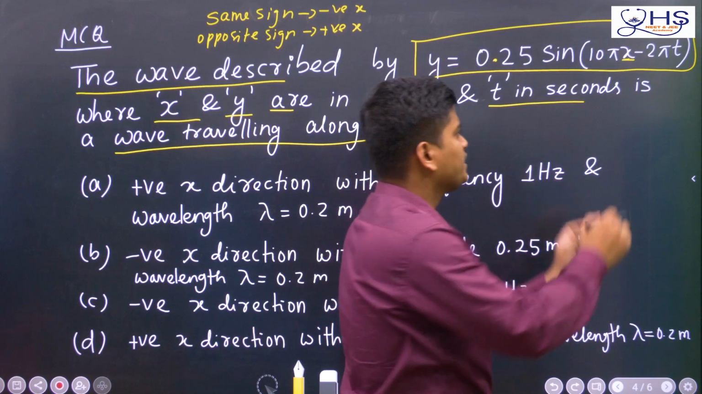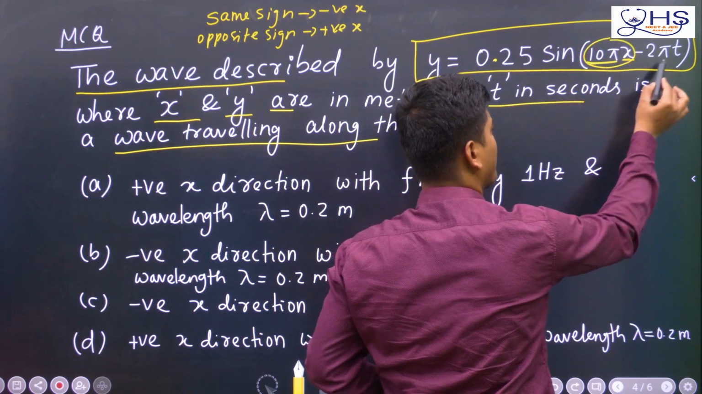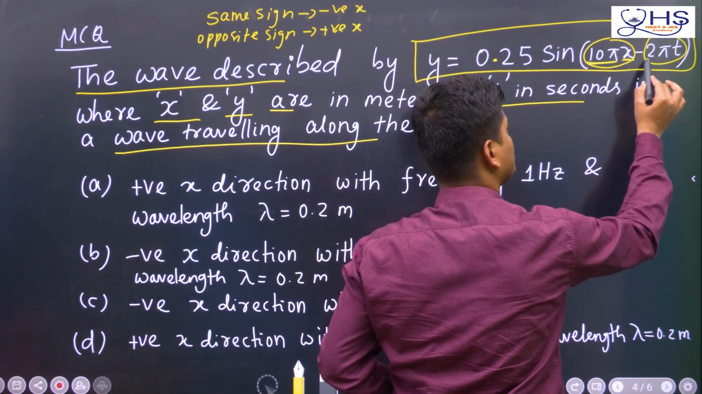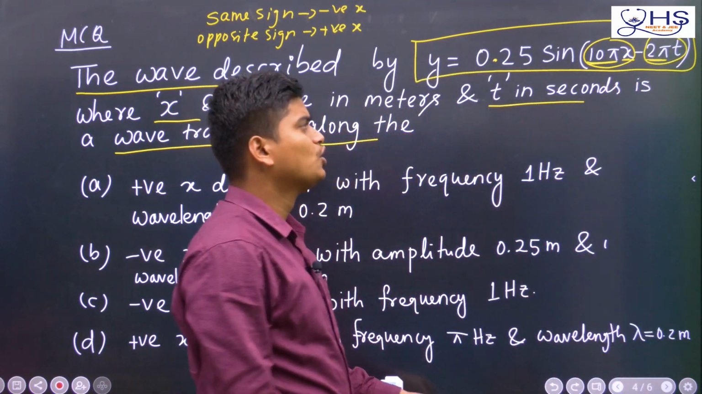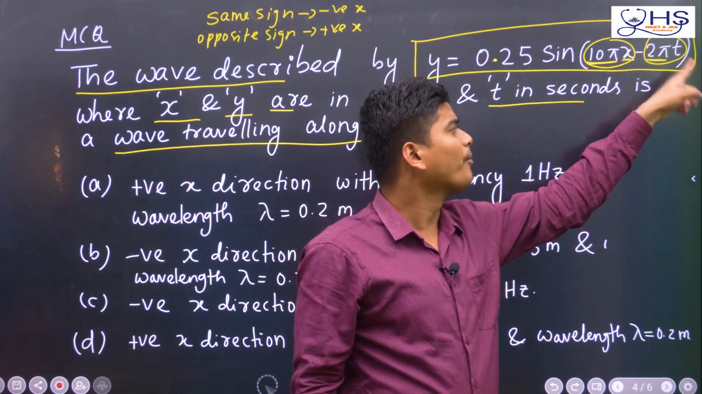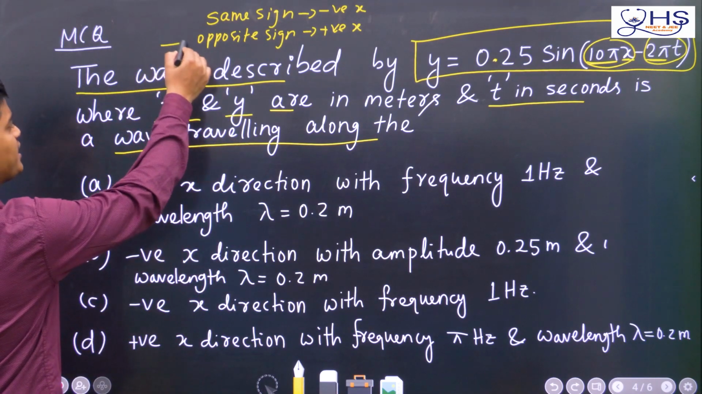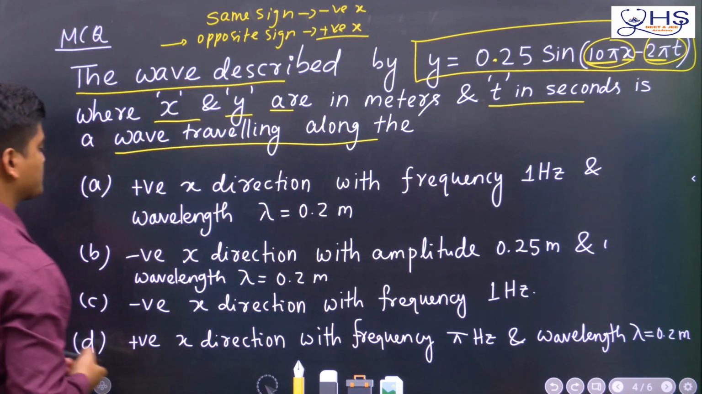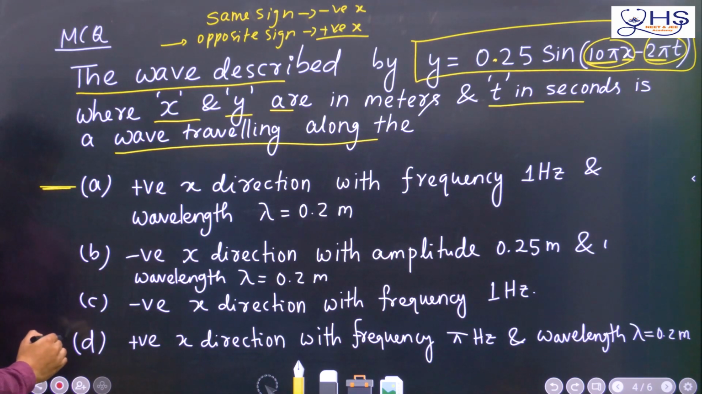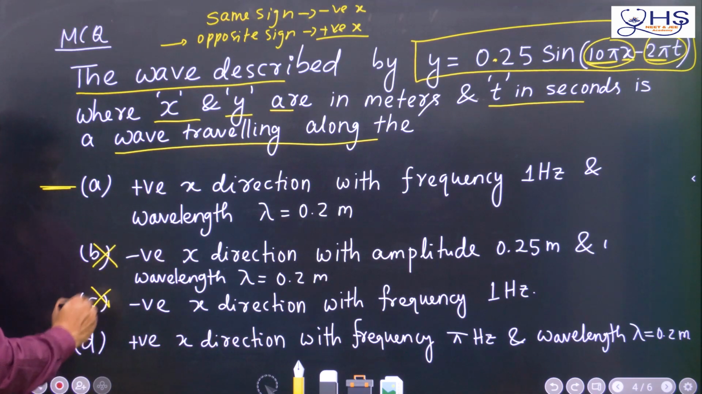Now see here, this is your total kx, where k is nothing but 10 pi. This is your omega t, where omega is nothing but 2 pi. Definitely here plus, here minus. So the kx sign is positive and the omega t sign is negative, so these have opposite signs. Opposite sign means traveling in positive x. So either this option or option D is correct, because both have positive x. So you can cancel these two options.